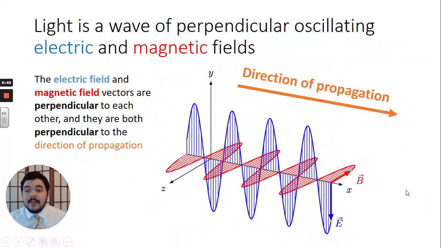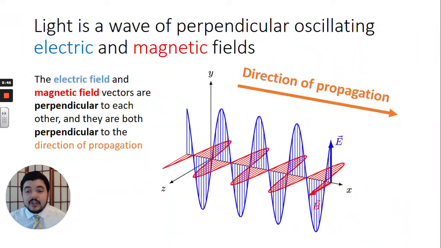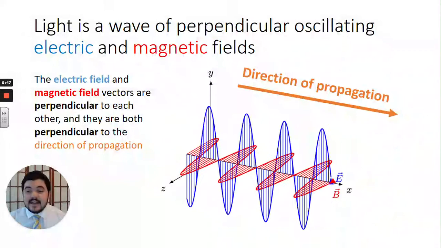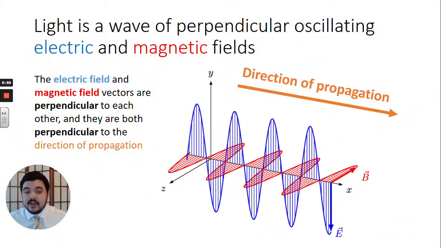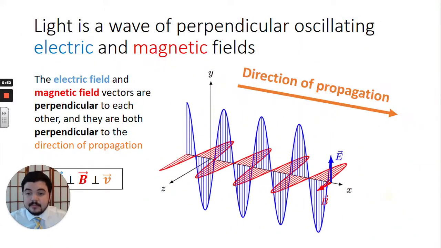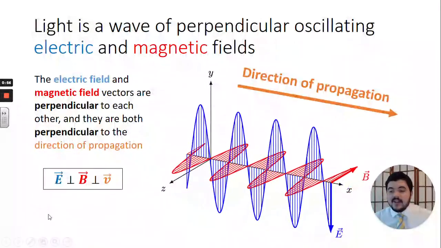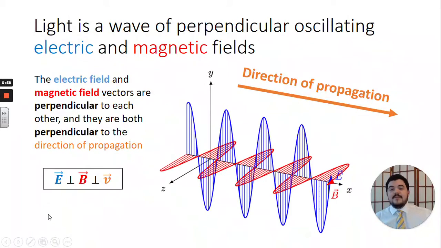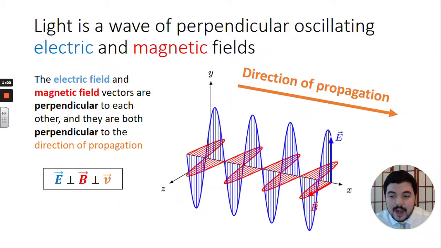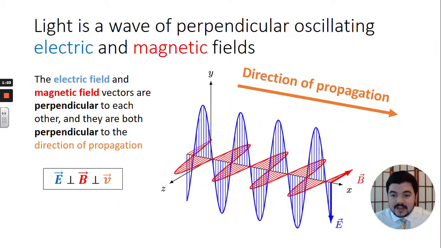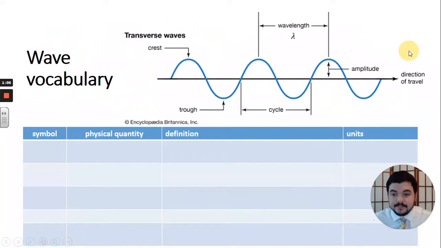So the electric field and magnetic field vectors are perpendicular to each other, and they are perpendicular to the direction of propagation. And then we can write that more succinctly, saying that our E field is perpendicular to our B field, which is perpendicular to our velocity arrow, the velocity of the wave.